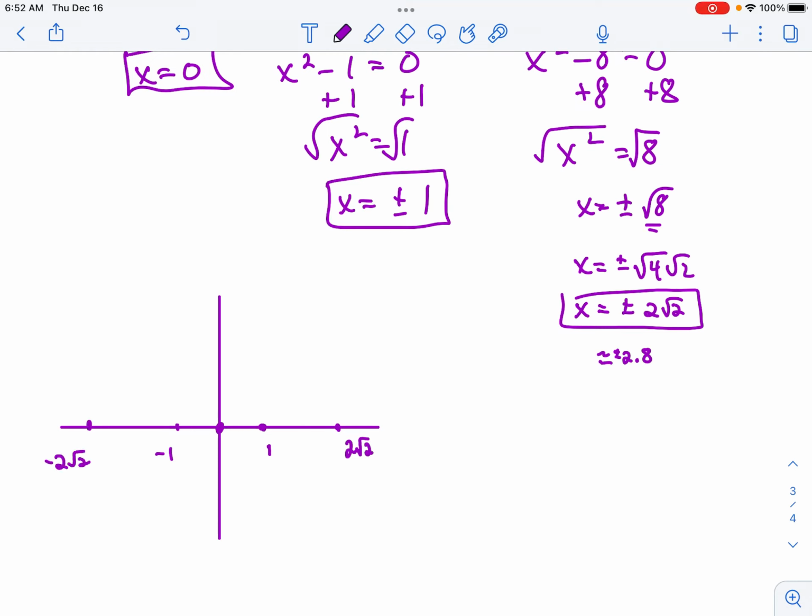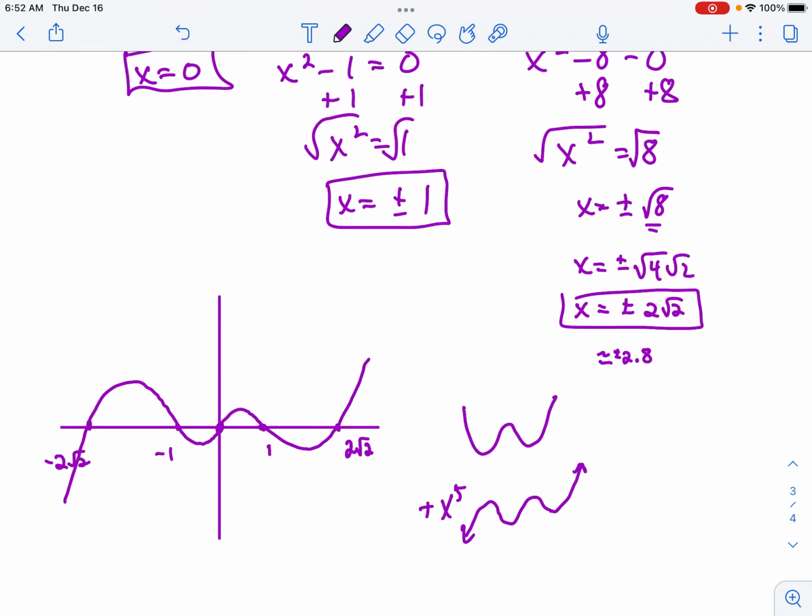All right, so for an x to the 4th, we said it looks like a W. For an x to the 5th, it's just going to have another turn. It's going to look something like that. And then this is a positive x to the 5th, so it's going to look like that. All right, so through this dot, through this dot, through this dot, through this dot, and we turn, and boom. There's our graph. All right, so that is it for this lesson, factoring these types of problems.